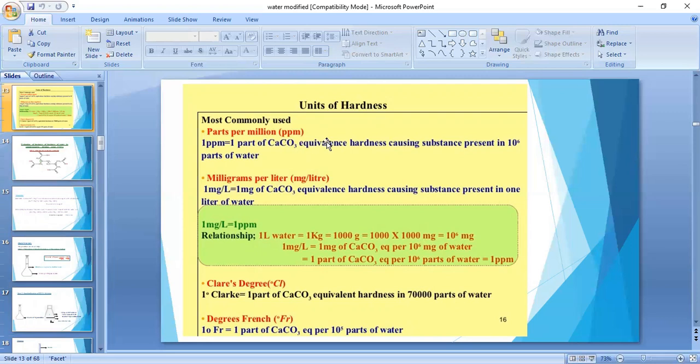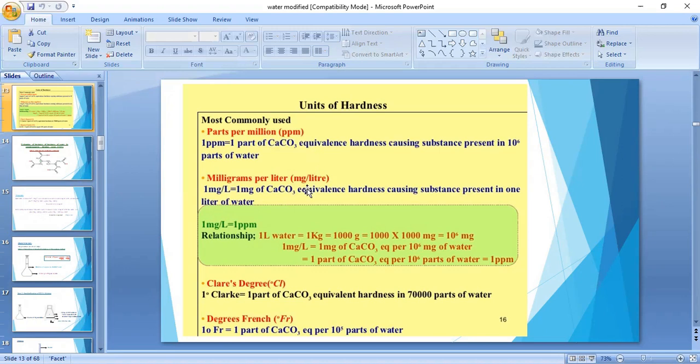Here, what is ppm? Parts per million. 1 ppm is equal to 1 part of CaCO3. If 1 part of CaCO3 equivalent hardness is present in 10 power 6 parts of water, then it is considered as 1 ppm. So if we take 10 power 6 parts of water and 1 part of CaCO3 is present, that is ppm, parts per million.